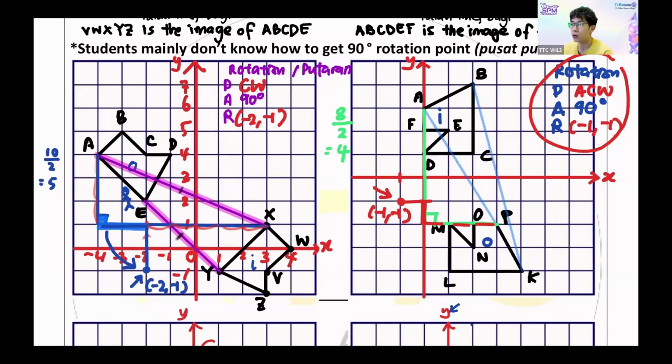Okay, so I'm going to read out the sentence. You see? Rotation clockwise 90-degree about center -2, -1. In bahasa it will be putaran arah jam 90 darjah pada pusat -2, -1. Okay, so that's how you come up with your rotation description.